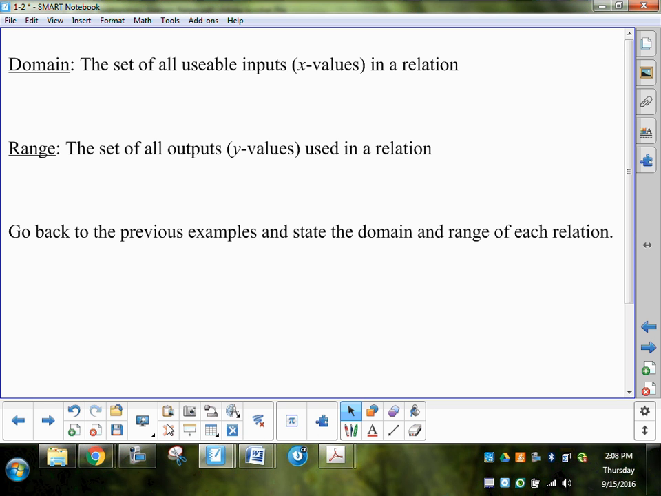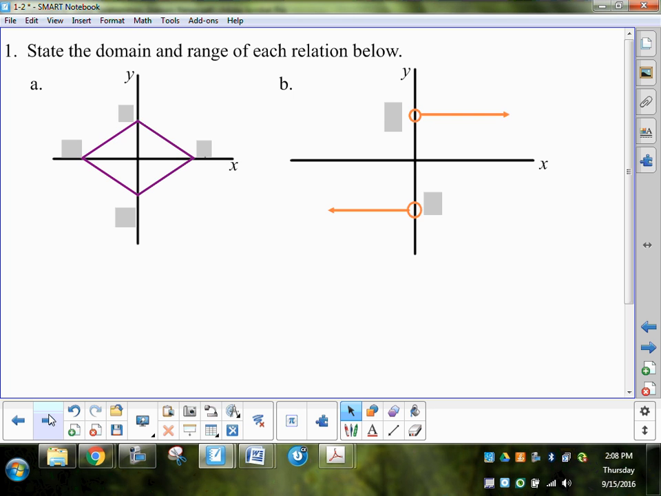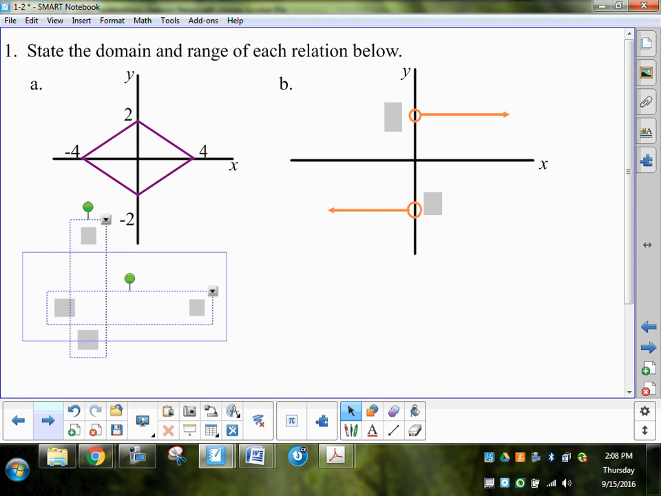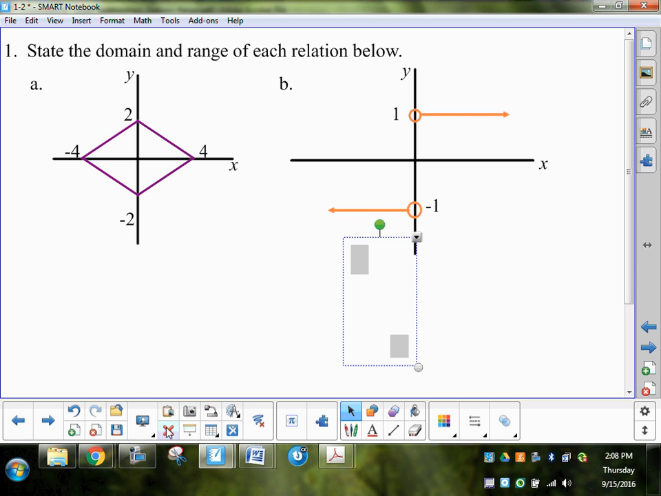Questions on these? All right, let's bounce forward. We're going to state the domain and range of these. So first thing I'm going to do, I'll get rid of those. You fill those in. You state out what your domain and range is going to be in 1A.